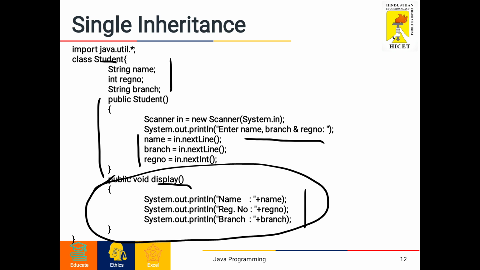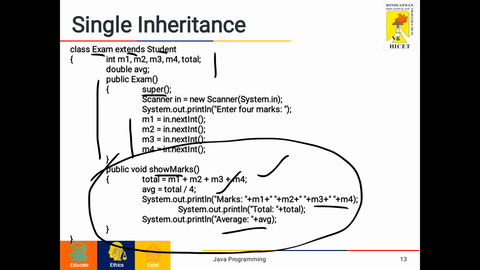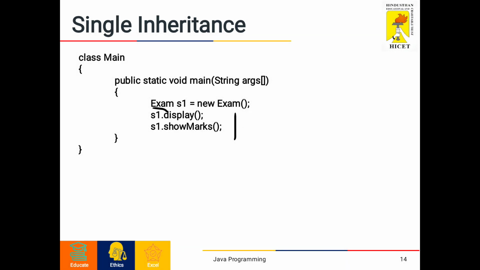So when we inherit, this is declared as public. So this implementation will be available in the derived class also. And it also has its own method, show marks. That's why with the derived class object itself, it is possible for us to call both the methods, the base class method display and the derived class method show marks.